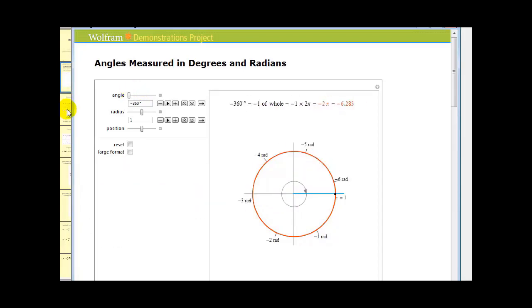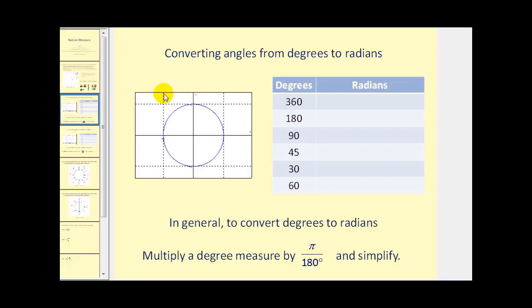Let's go ahead and convert some angles in degrees to radians. What we do is multiply the degree measure by pi over 180 degrees and then simplify. Some of these we should already know: by definition, 360 degrees is equal to 2 pi radians. And 180 degrees is half of 360 degrees, so half of 2 pi would be pi radians.